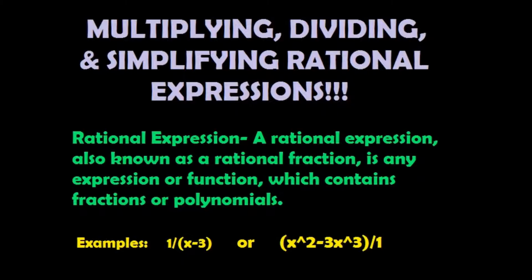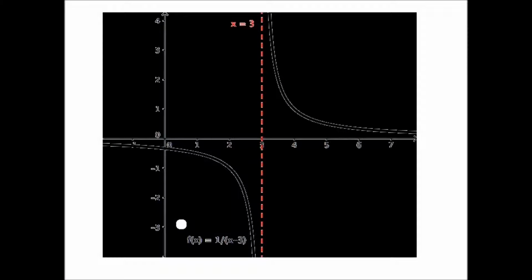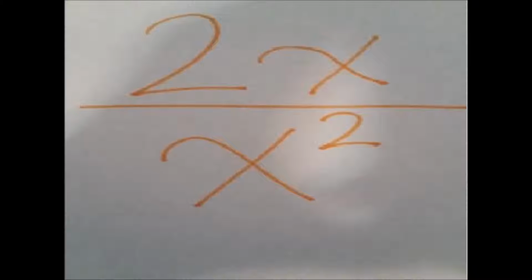Anything that you can do with a normal fraction, you can do with a rational fraction, except it's slightly more complicated. Some examples of a rational fraction are 1 over x minus 3 or x squared minus 3x cubed over 1. Here's a picture to give you a general idea of what a rational function looks like when it's graphed. You can depict the asymptote, which is a straight line where the function does not touch, and here the asymptote is at positive 3.